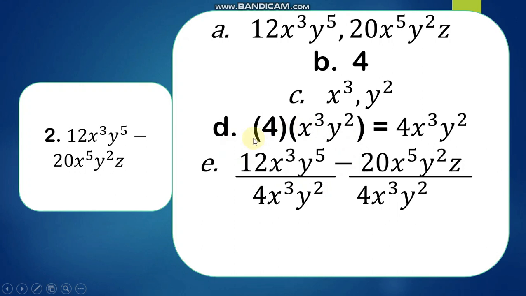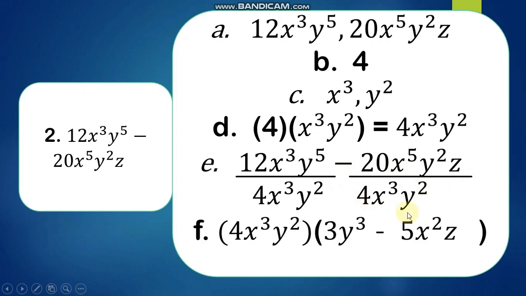So we have 12x cubed y to the power of 5 divided by 4x cubed y squared minus 20x to the power of 5 y squared z divided by 4x cubed y squared. So let's divide individually. 12 divided by 4 is 3. x cubed divided by x cubed is 1, but 1 times 3 is 3. y to the power of 5 divided by y squared is y cubed.